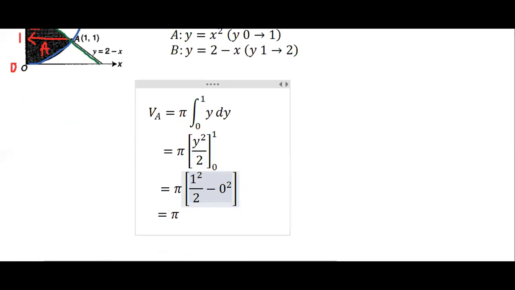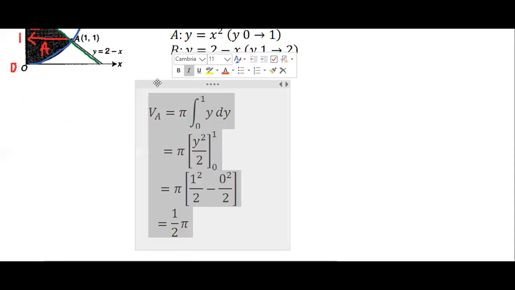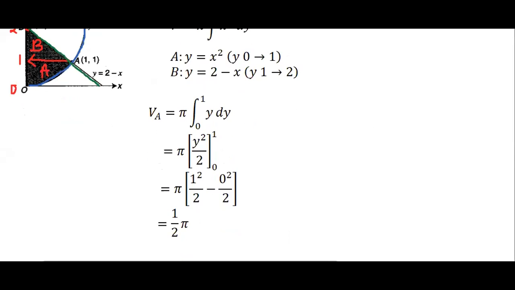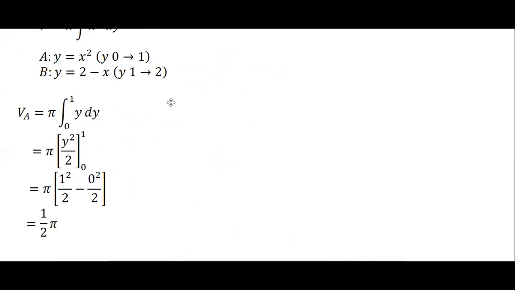Okay, 1 square per 2, 0 square per 2. So you should get 1 per 2 pi. Correct. 1 per 2 pi. Kalau cikgu lupa, bagi tahu cikgu. Okay, lepas tu, kita buat B punya.